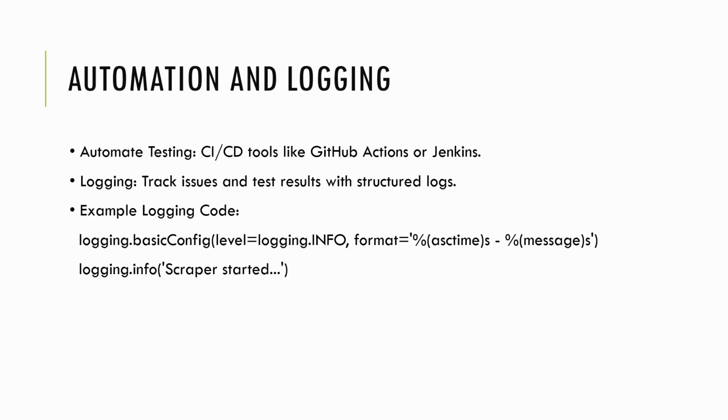Automation plays a key role in efficient testing. Tools like GitHub Actions or Jenkins can automate your testing process, ensuring that tests are run continuously and consistently. Additionally, logging helps track the performance and issues during testing. By implementing structured logging, you can capture important details that will help in debugging and improving the system.